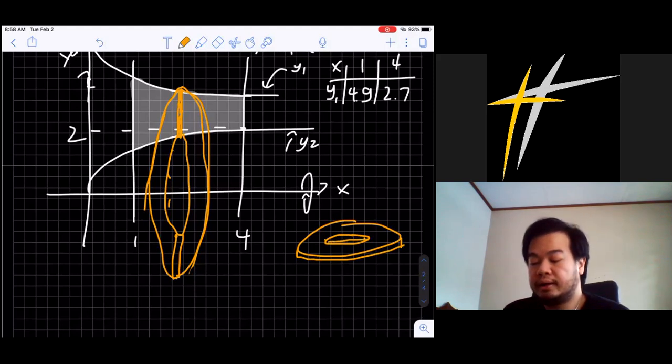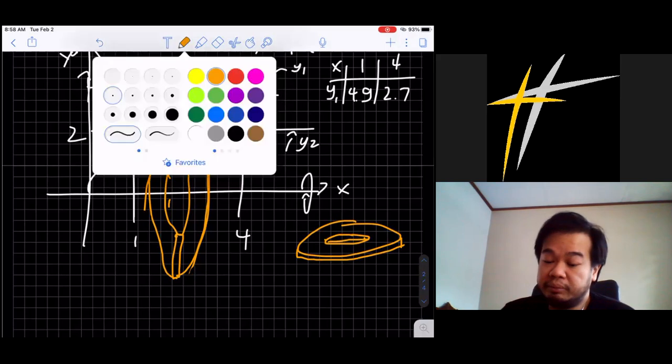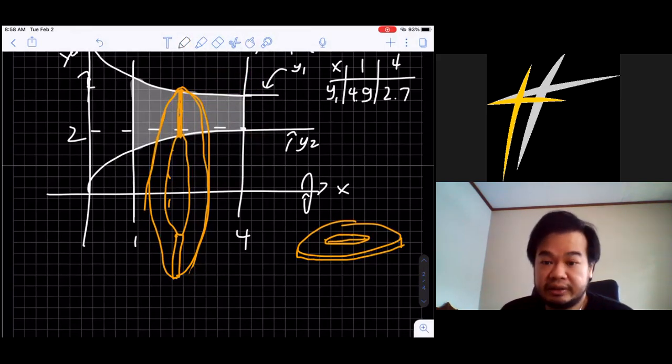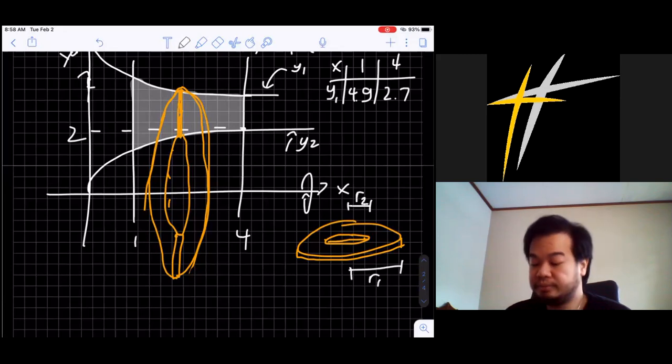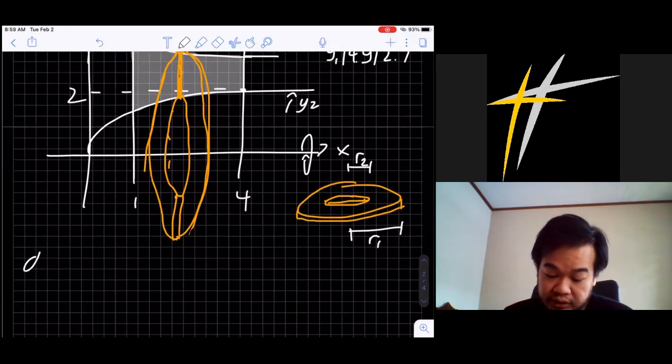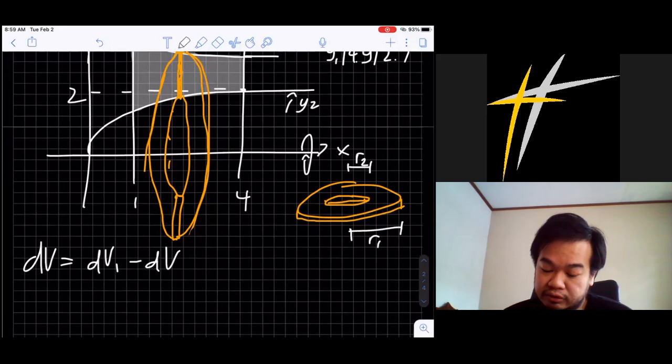Yeah. And then again, the principle is the same. We need to determine the dV. So the outer, let's say the outer radius is R1 and the inner radius is R2. Okay. So basically, the volume of the compact disc dV will be equal to dV of the bigger one minus dV of the smaller one.